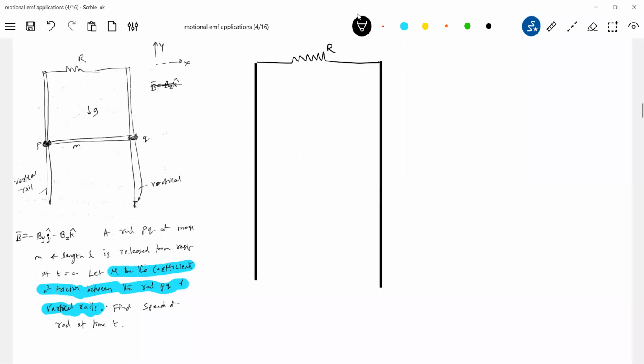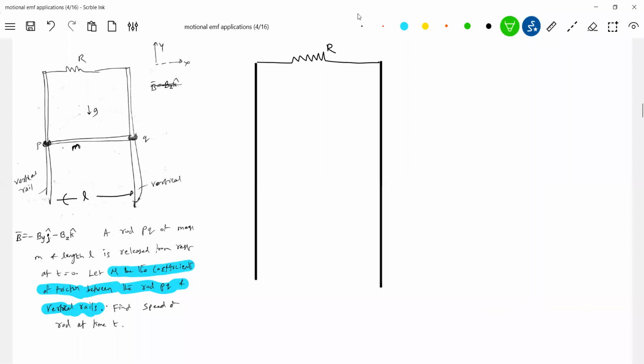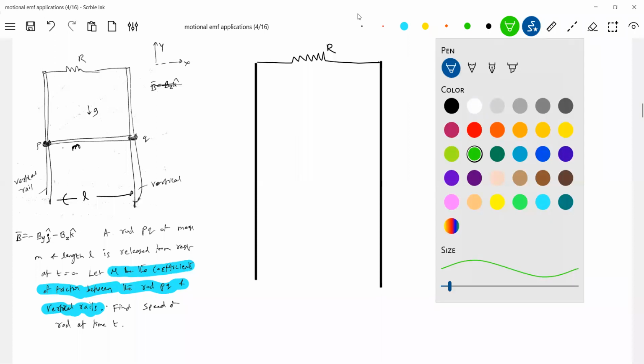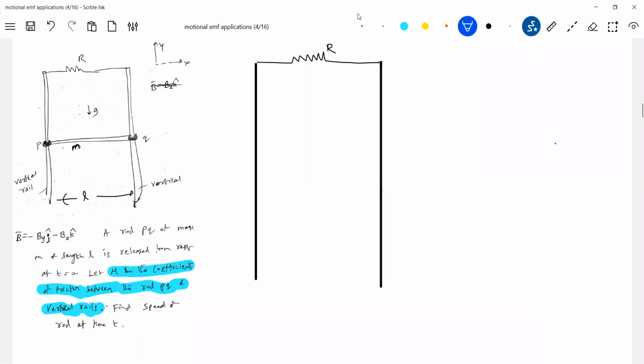Now this is a resistor R. Let L be the length of the rod and M is the mass of the rod, that is also given, and the gravity is also given for us. There's a friction between the rail and the rod. So it is like this. So here at this particular point, it will offer a friction.